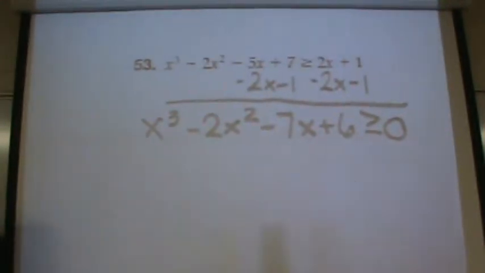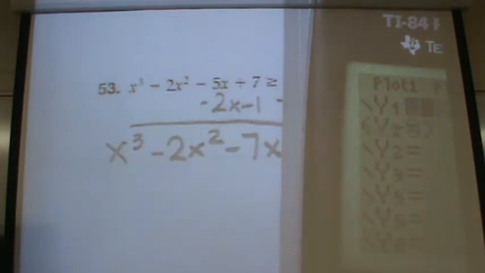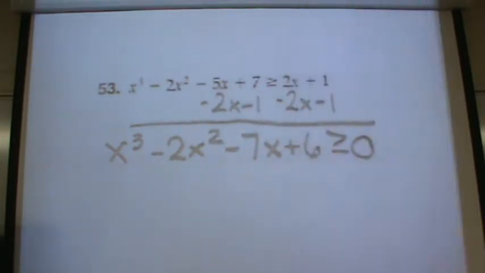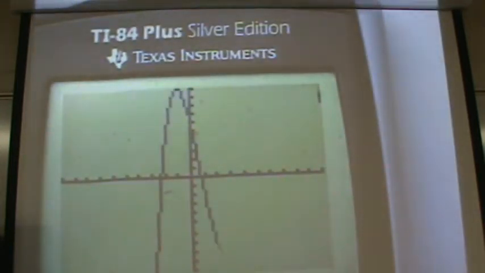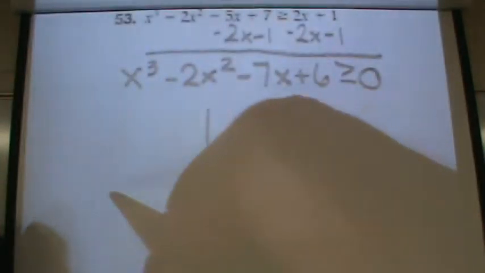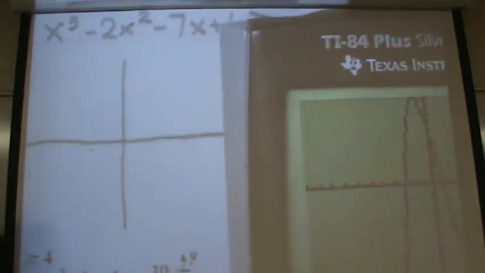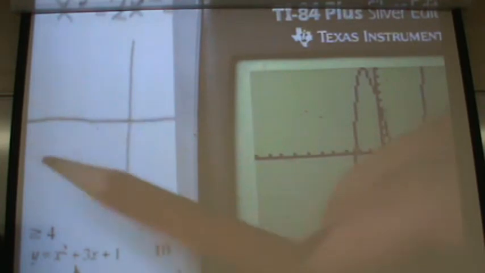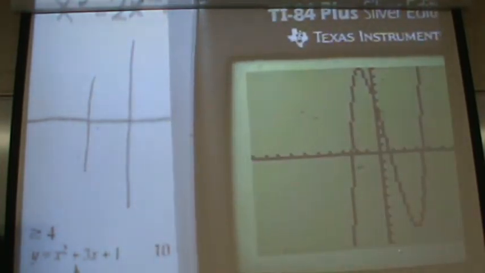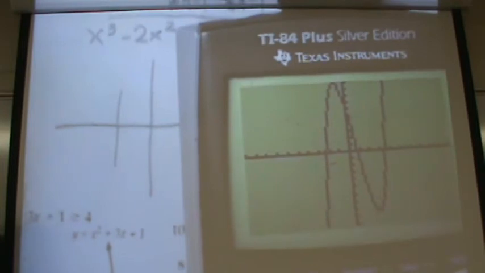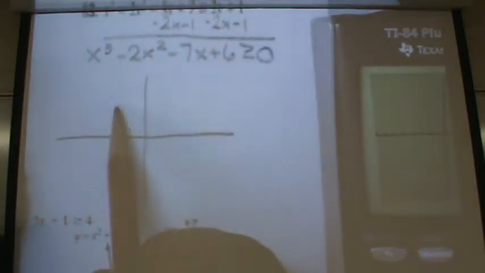So now, what am I going to do? I'm going to do this the fast way. I'm going to type in my calculator x cubed minus 2x squared minus 7x and then plus 6. I'm gonna graph it. Okay, I want you to sketch that graph really quick. Okay, so it looks something like this.